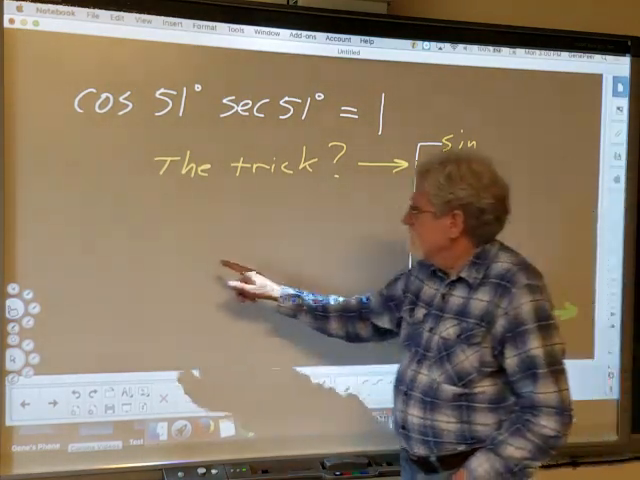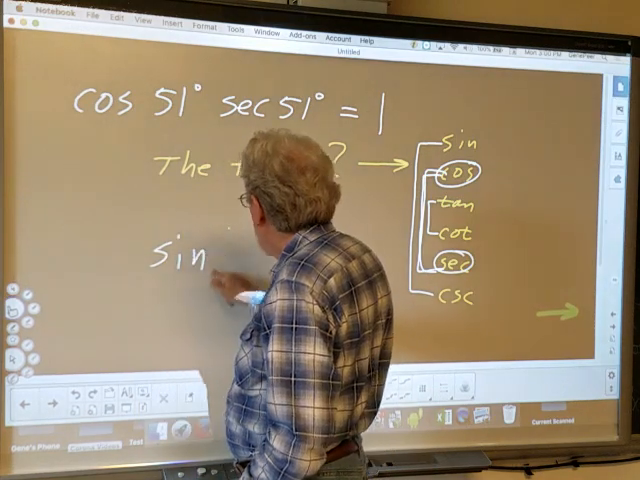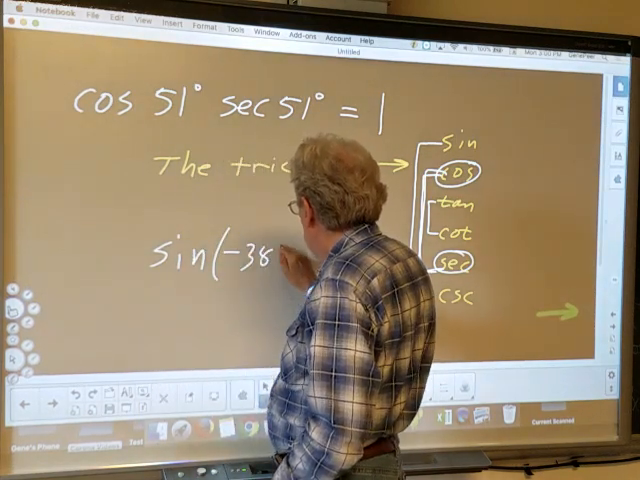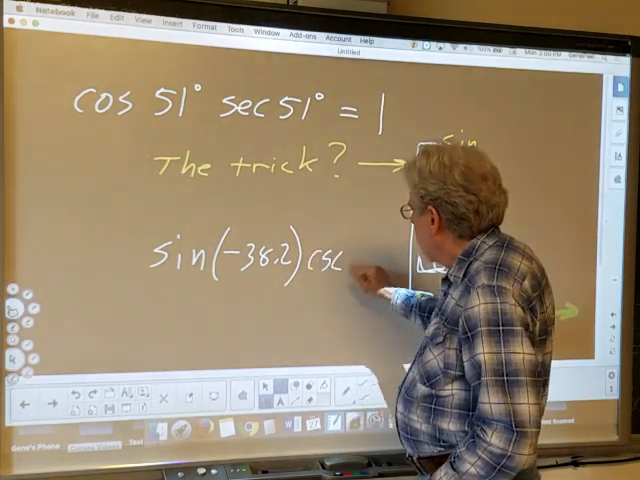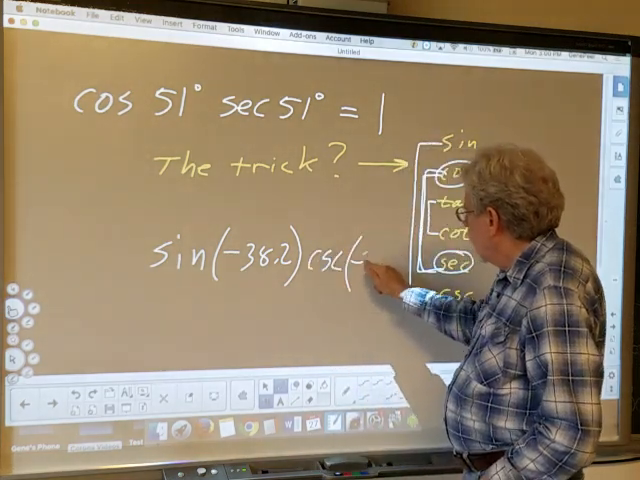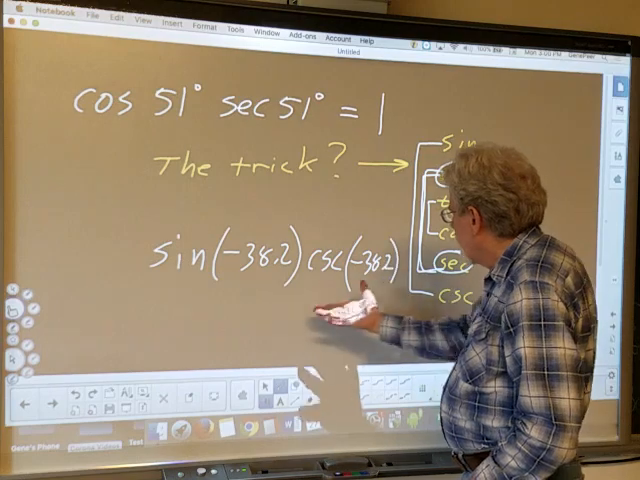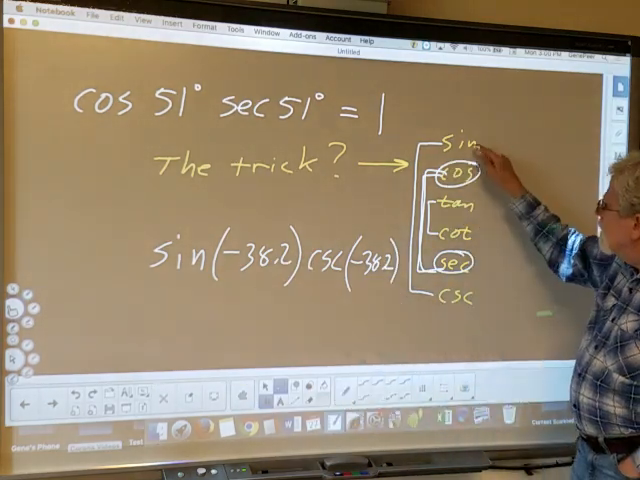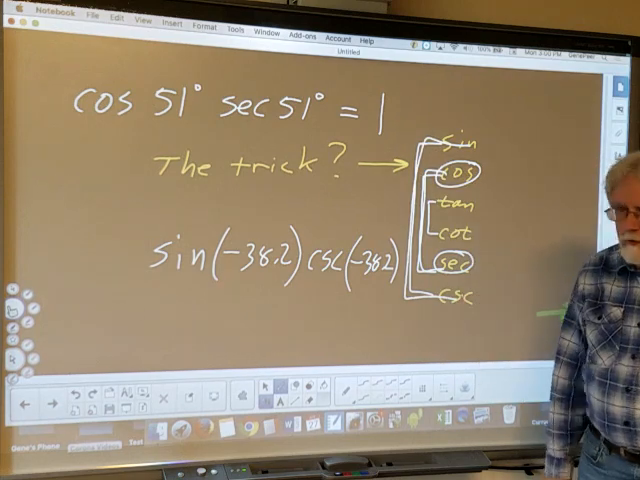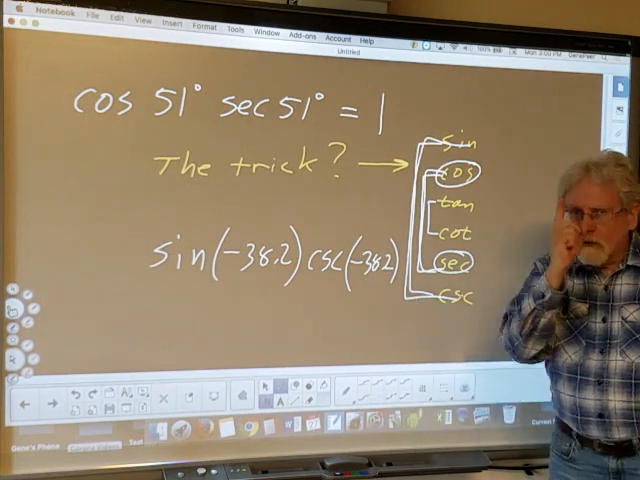I could have done sine of negative 38.2 times cosecant of, as long as I use negative 38.2, that would equal 1, because sine and cosecant are indeed reciprocals. You multiply them, you're going to get 1.